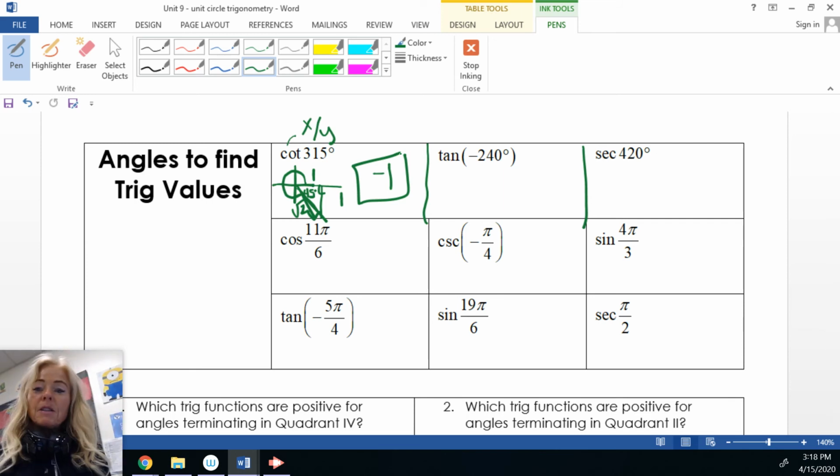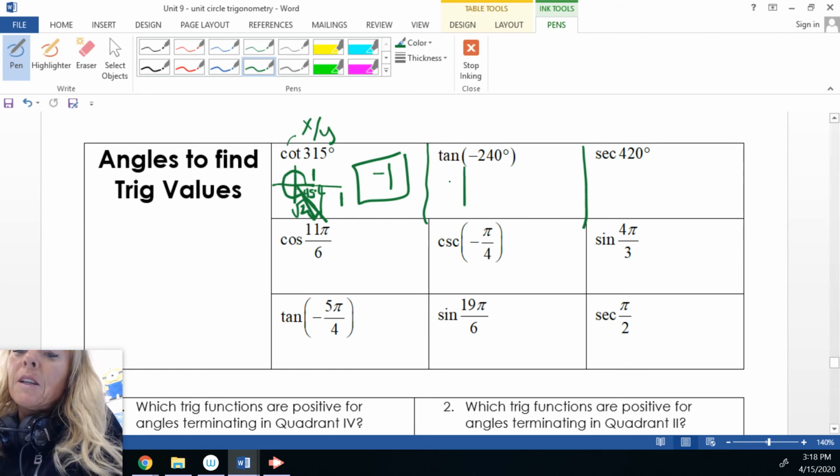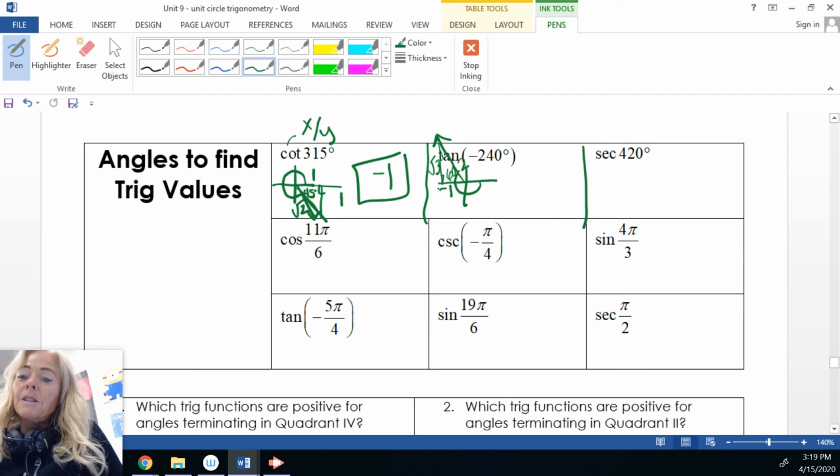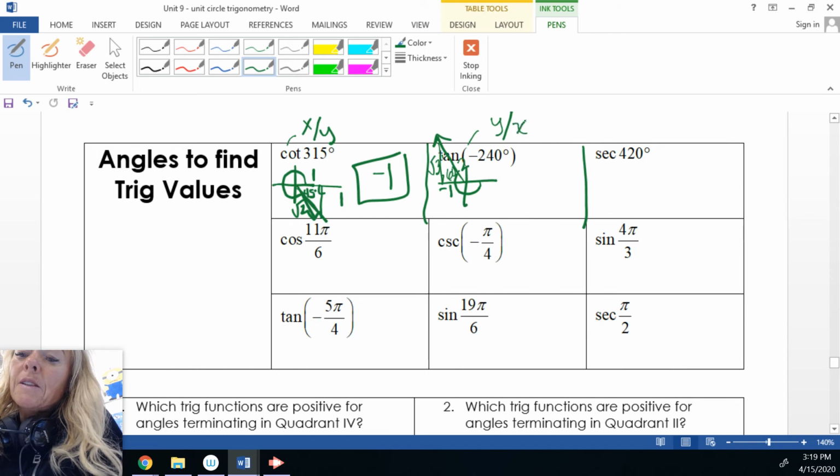Let's see the next one. Tangent negative 240. So I have to go counterclockwise. 240 is 180 plus 60. So 180 plus 60, that means that's a 60-degree angle. So that's 30. Across from the 30 is 1. Hypotenuse is 2. Radical 3. And my 1 is negative because it moves backward. So tangent is y over x. So y is radical 3 over x is negative 1, so that makes negative radical 3.